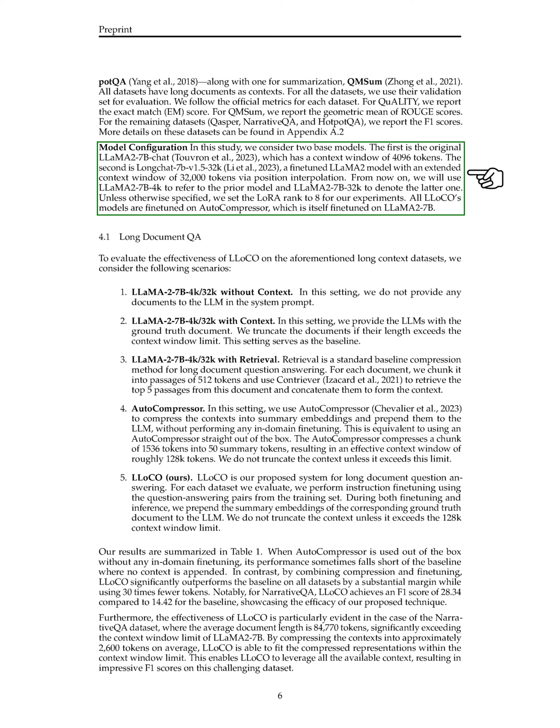We consider two base models in our study, Llama 2-7b-4k with a context window of 4096 tokens and Llama 2-7b-32k with an extended context window of 32,000 tokens. We fine-tune all LLoCO models on AutoCompressor, which is itself fine-tuned on Llama 2-7b.